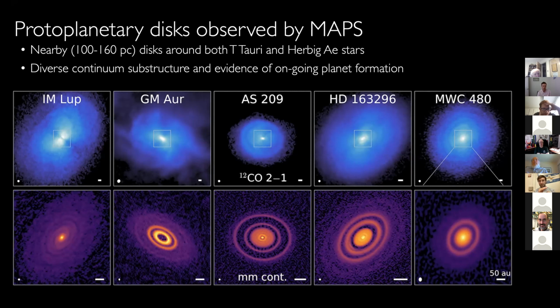What you'll also notice is the bottom row here shows the continuum emission in the millimeter. So this is tracing the millimeter-sized dust grains that are residing in the disk midplanes. And a diverse set of substructures are present here, from spiral arms and IM Lup to tightly nested concentric rings in AS 209. And again, we wanted to survey disks with a wide range of continuum substructures in order to assess how this impacted the chemistry. And perhaps most importantly, all of these disks had evidence of ongoing planet formation, really making them ideal targets to study the chemistry of planet formation.